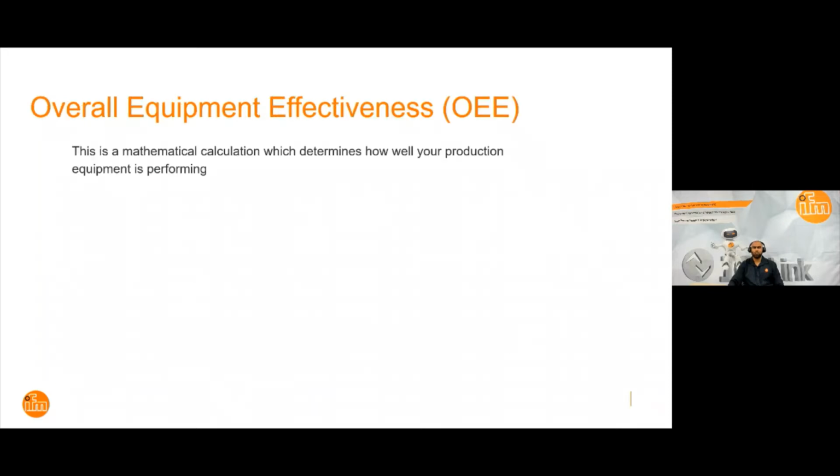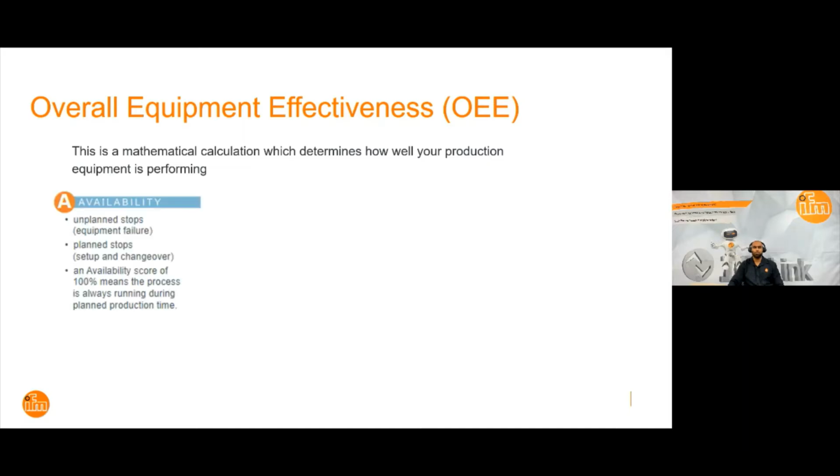So what is OEE, or overall equipment effectiveness? OEE is a mathematical calculation which determines how well your production or your piece of equipment is performing. And it's calculated by looking at three different aspects. The first aspect is availability. Availability is basically the percentage of machine runtime during a planned working day. And this is calculated by subtracting the time taken for unplanned stoppages or breakdowns and setup and changeovers.